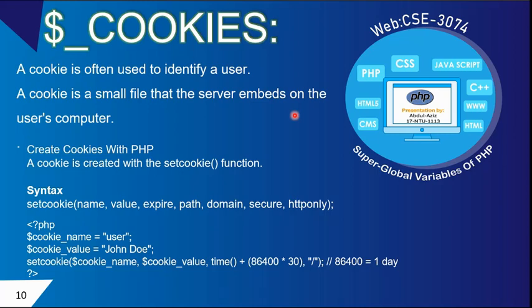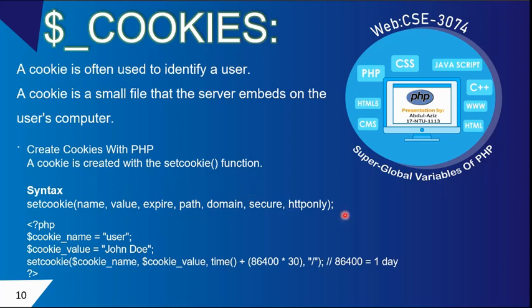Here is how to create a cookie with PHP. A cookie is created with the setcookie function. Here is the basic syntax. First, we have to write the name, then its value, and then the expiry time, and then we go for path, domain, secure, and HTTP only.